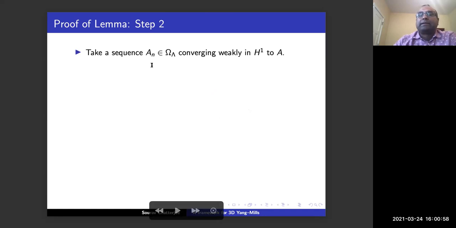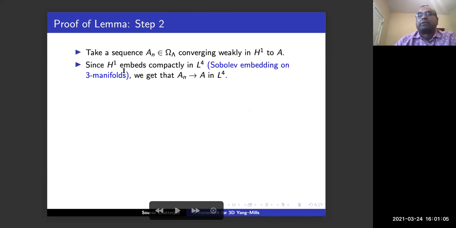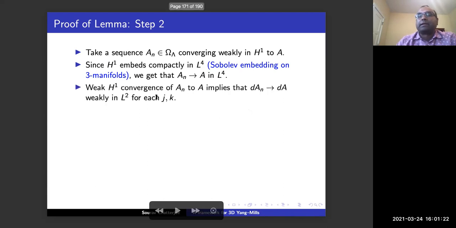The second thing is that taking a sequence A_n converging weakly in H1 to A. The observation is that H1 embeds compactly in L4 by the Sobolev embedding for 3 manifolds. Uhlenbeck's theorem, the version that I stated, is also for 3 manifolds. Since H1 embeds compactly in L4, we get that A_n converges to A in L4. Also, weak H1 convergence implies that the derivative of A_n converges to the derivative of A weakly in L2.